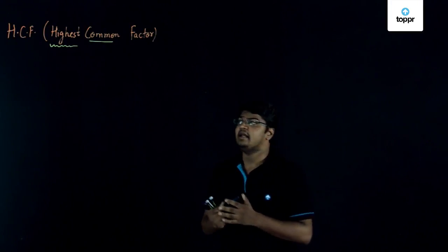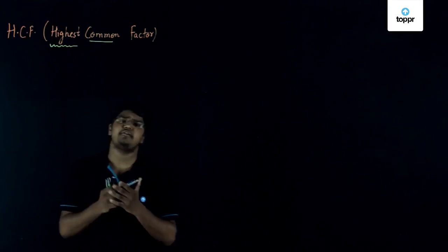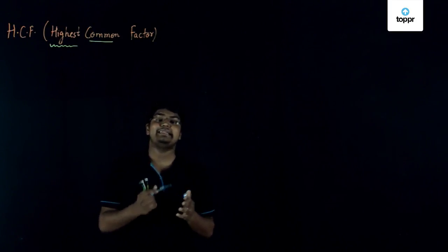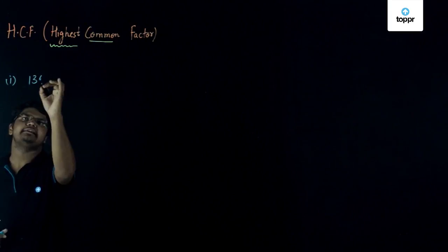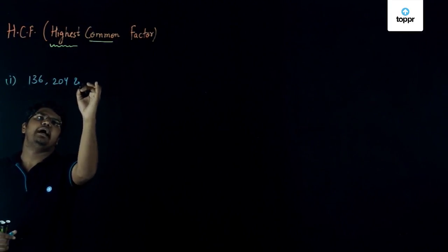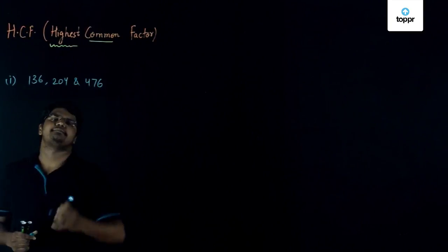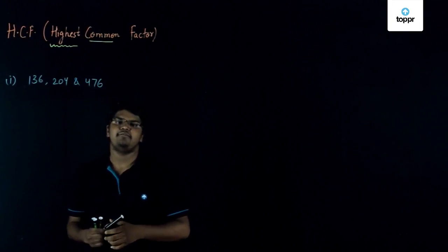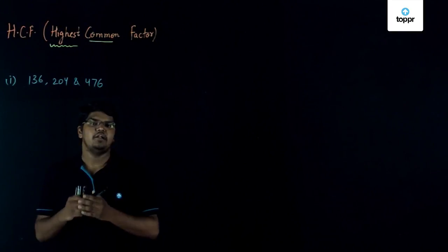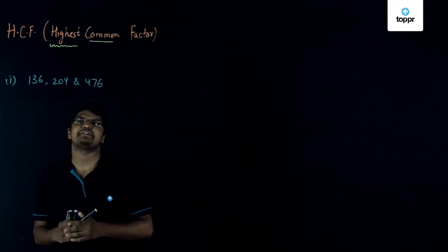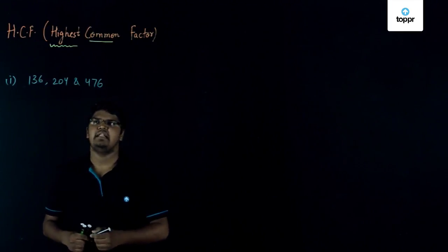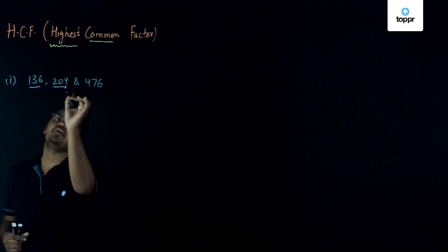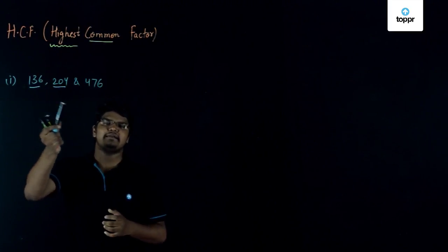The only difference will be that this time we will be using 3 numbers instead of 2. That is, this time we will be finding the HCF of 3 numbers using the long division method. So the example which I am going to consider is 136, 204 and 476. Now let us see the HCF of these numbers using the long division method. The first step is to select any 2 numbers of your choice. So which 2 numbers do you like? Well, I like 136 and 204. So I am going to take 136 and 204.